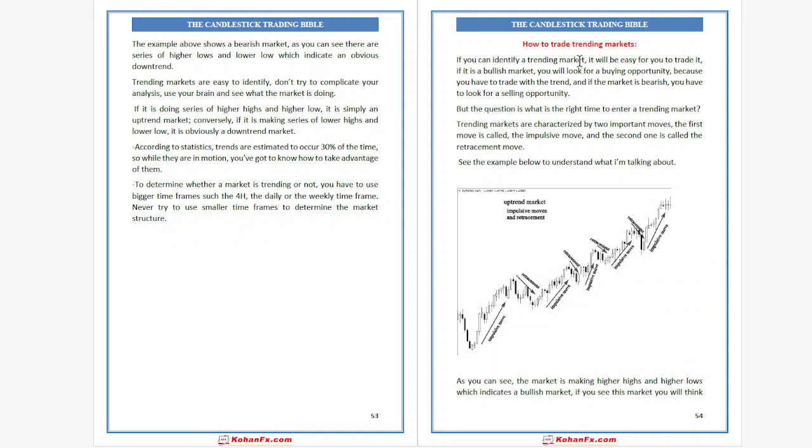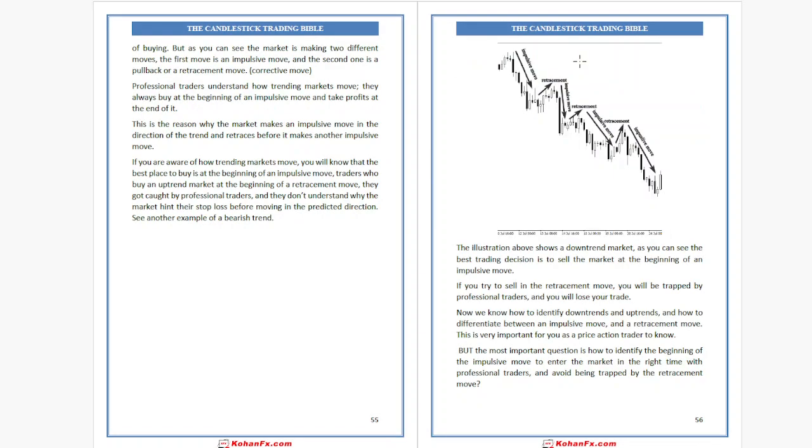As you can see, the market is making higher highs and higher lows, which indicates a bullish market. If you see this market, you will think of buying. But as you can see, the market is making two different moves. The first move is an impulsive move, and the second one is a pullback or a retracement move. Retracement move or pullback is also called corrective move.